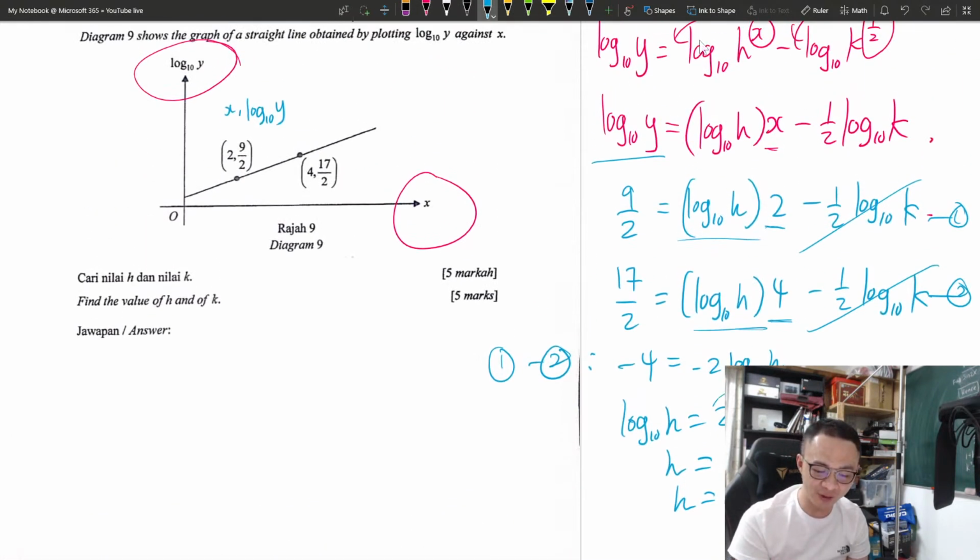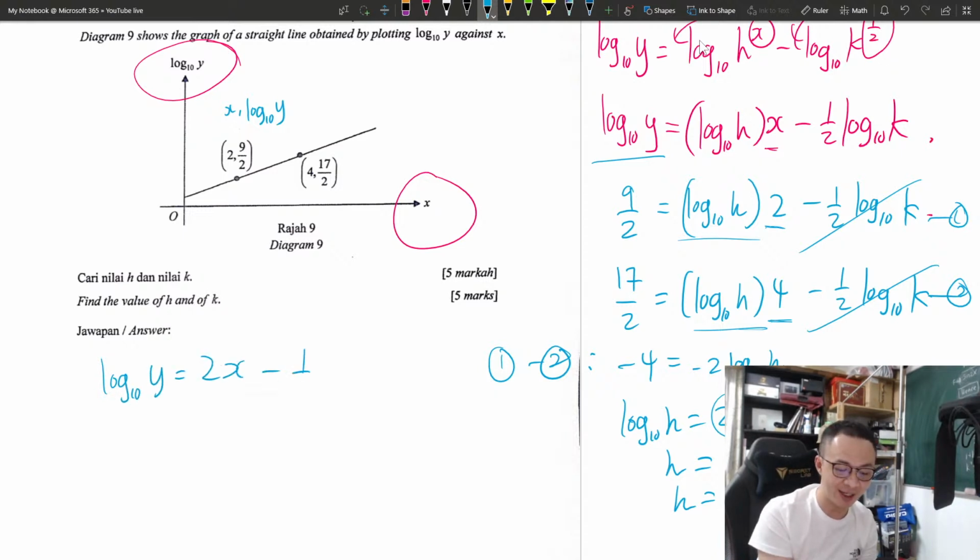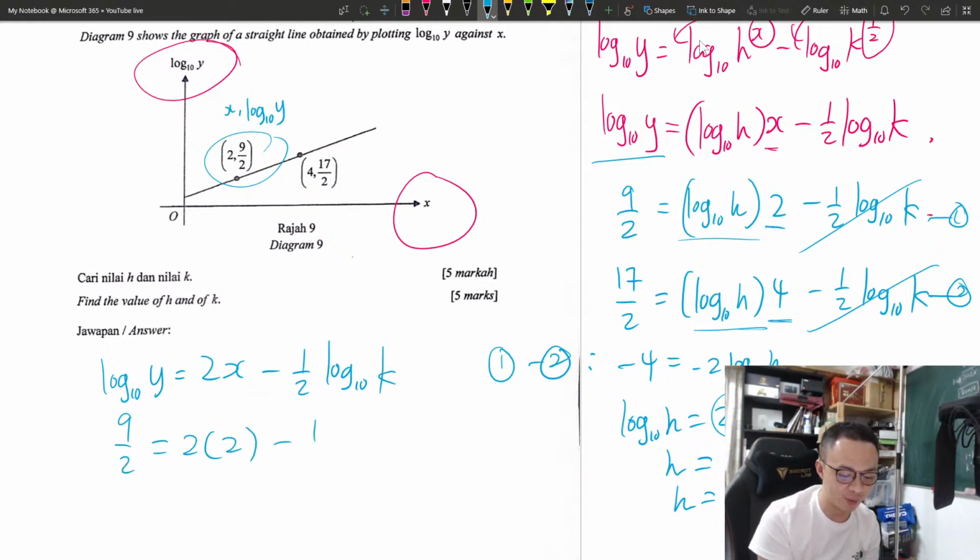Okay, we know the log 10h actually equals 2. Yeah, you can just rewrite the whole equation. So we'll just say log 10y equals 2x minus half log 10k. So I can just sub any coordinate here to find the k. Let's say I sub the first one. 9 over 2. This is 2 minus 1 over 2 log 10k.